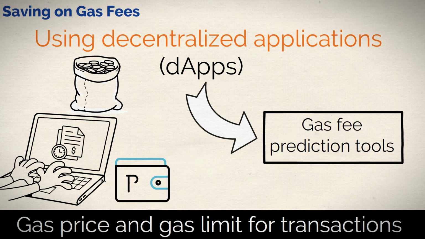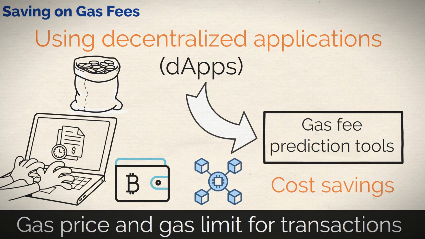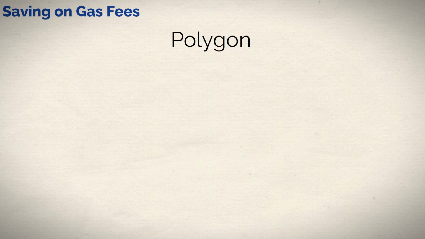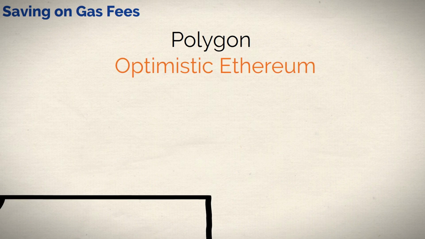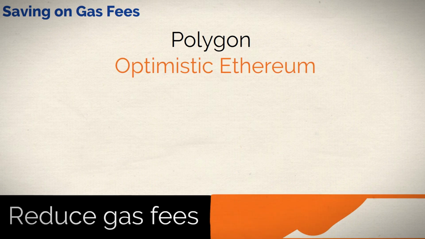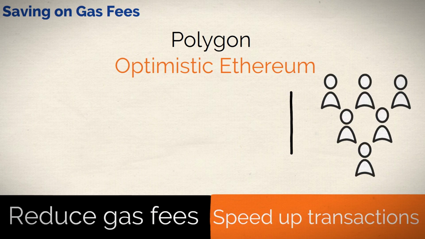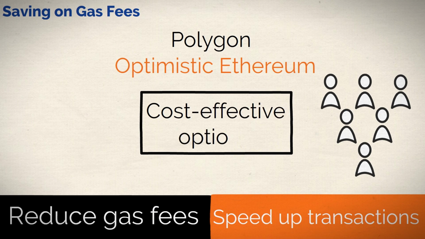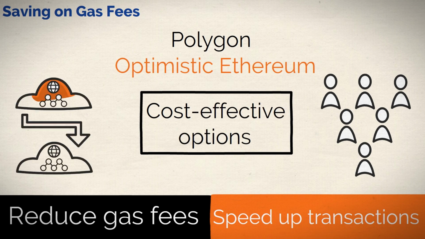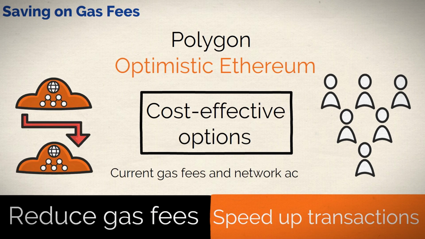Finally, using a cryptocurrency wallet that supports multiple blockchain networks can provide users with cost savings. Layer 2 solutions like Polygon, previously Matic, or Optimistic Ethereum are specifically designed to reduce gas fees and speed up transactions and can be switched to in times of high congestion. You can use the most cost-effective options by switching between different networks based on current gas fees and network activity.